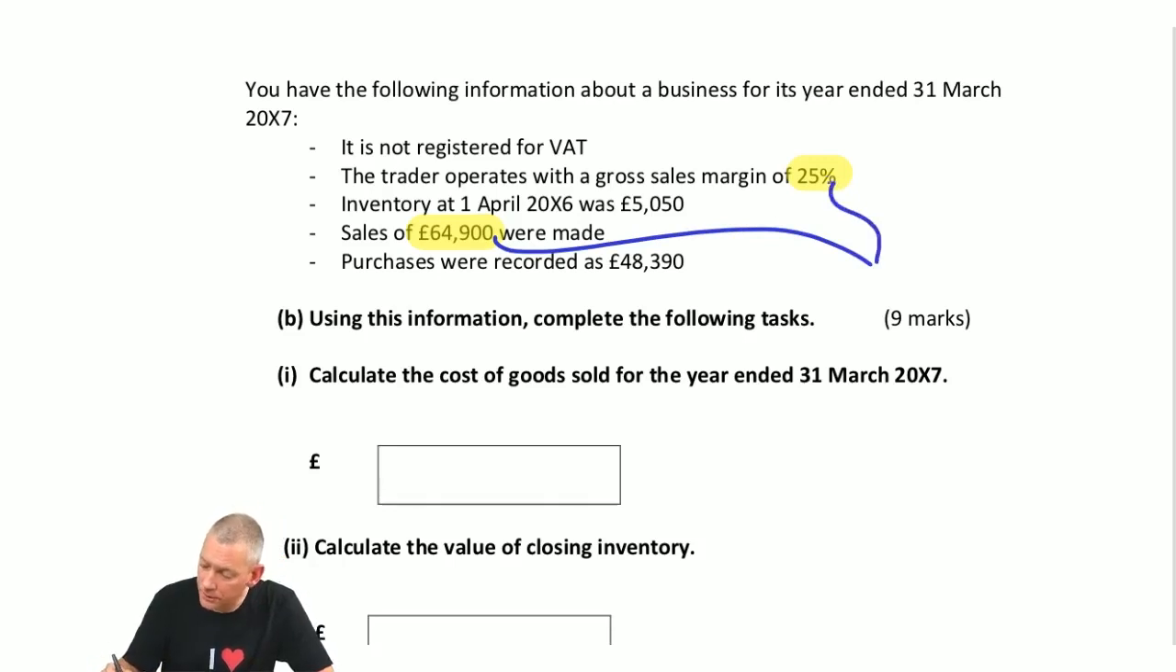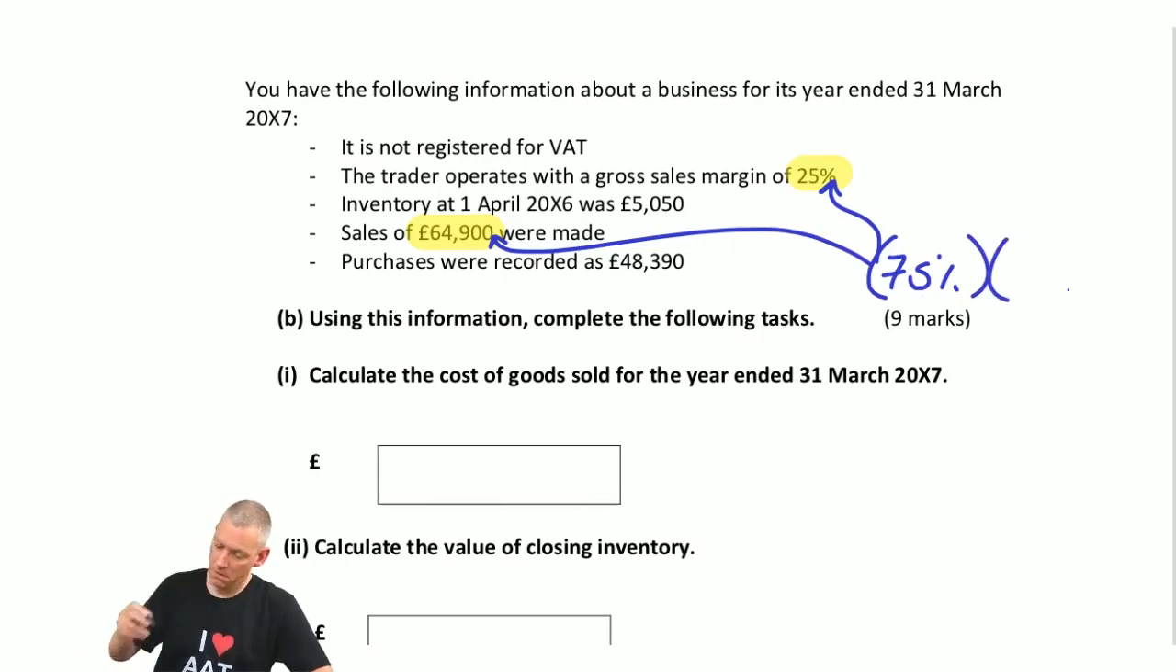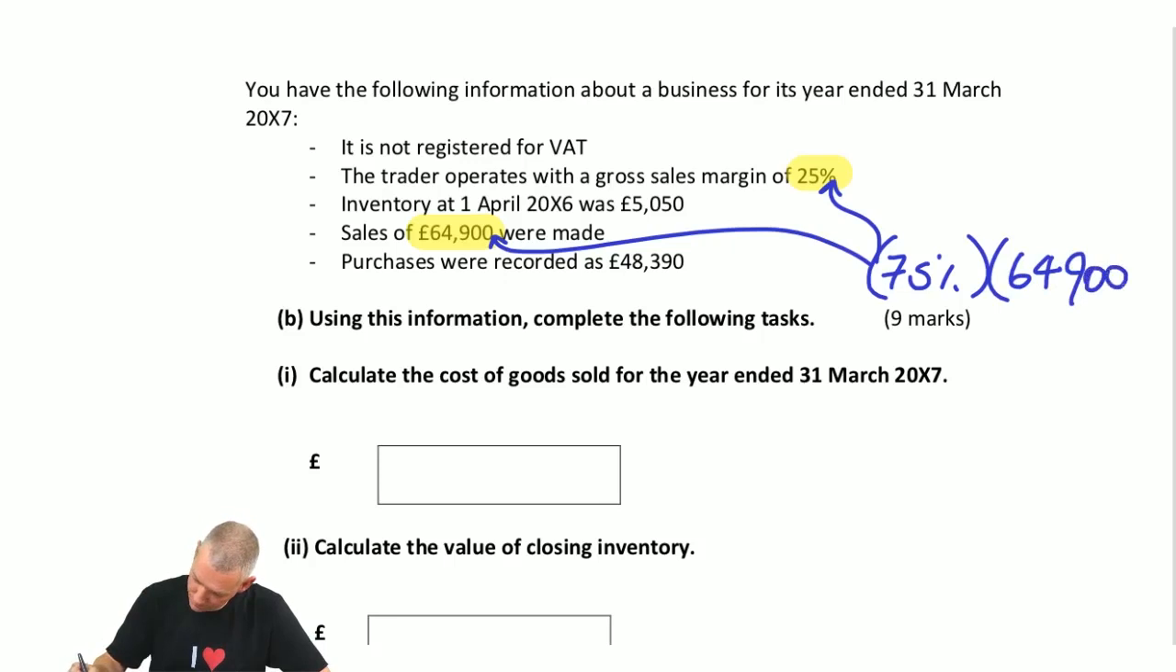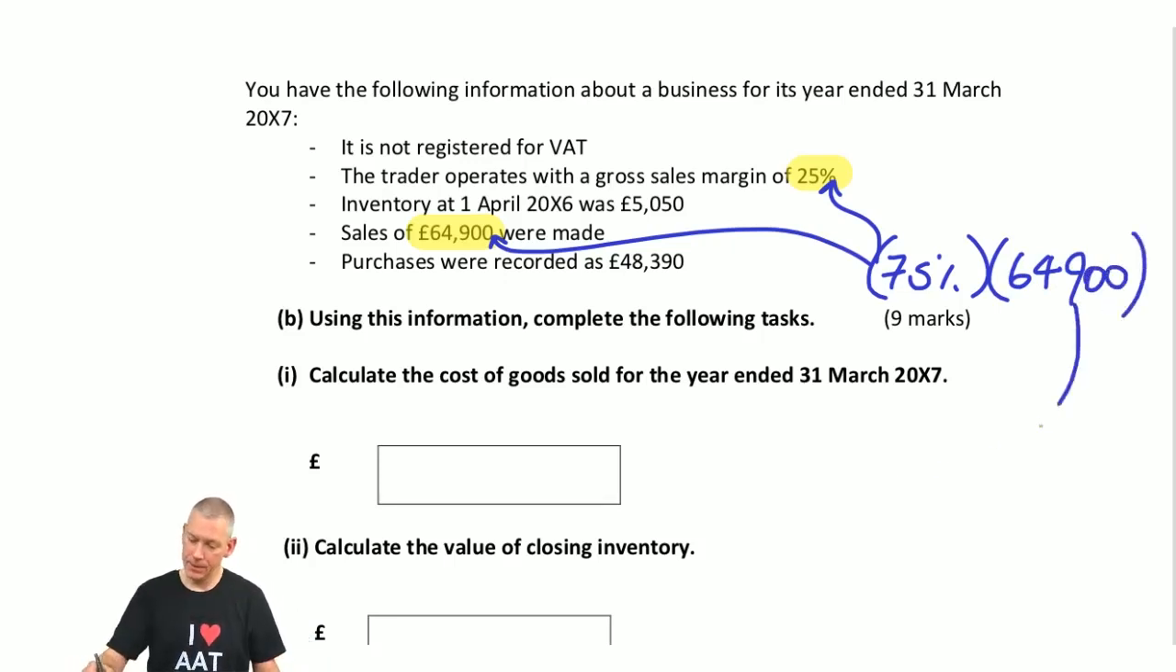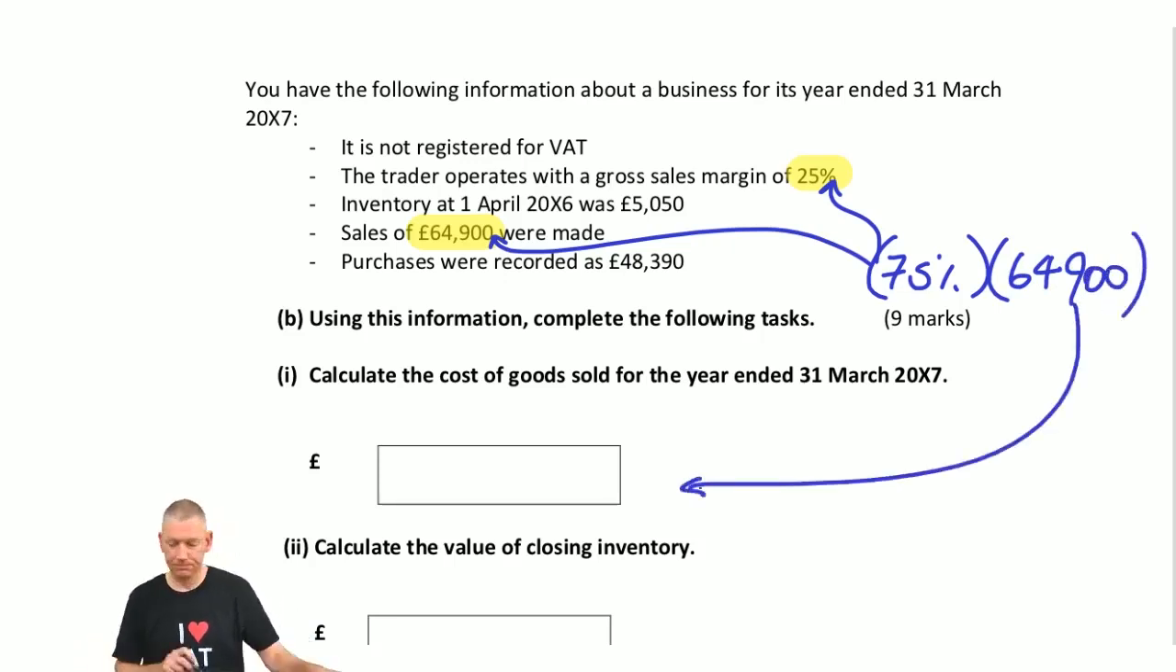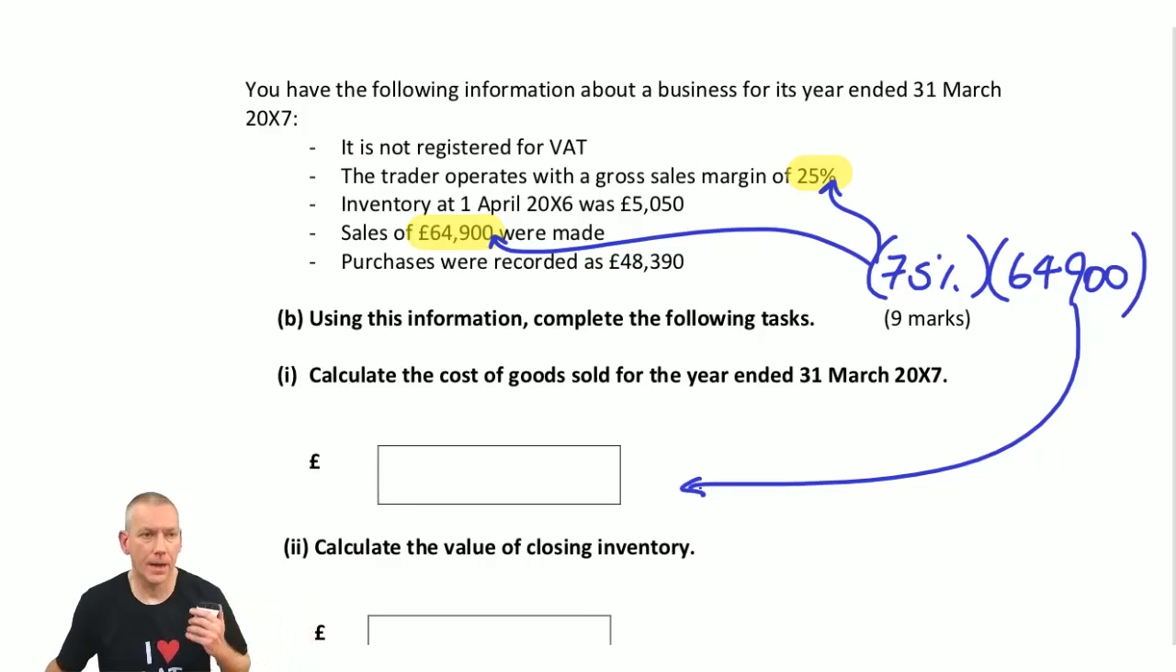So I'll use a nice curly arrowhead here and say 75% of 64,900 is going to go in that box there. And I have my iPhone on the desk as my calculator walking with me, and off I go.